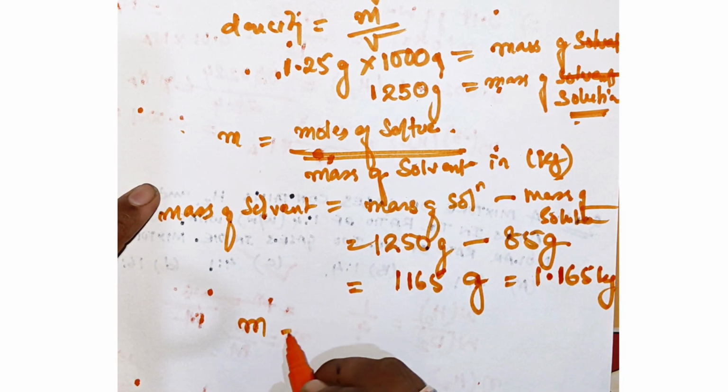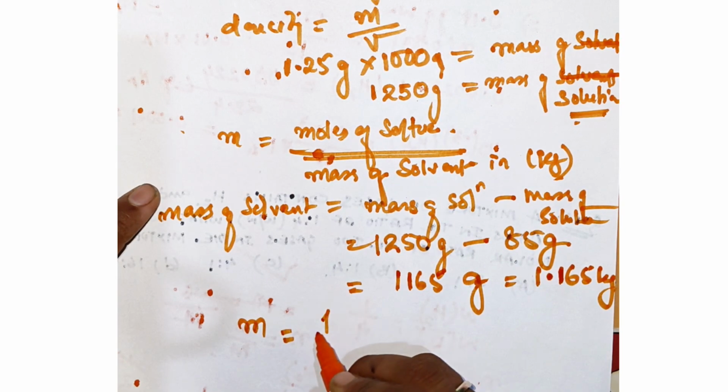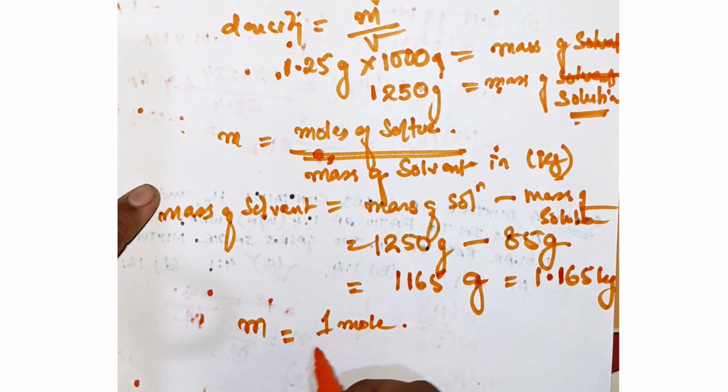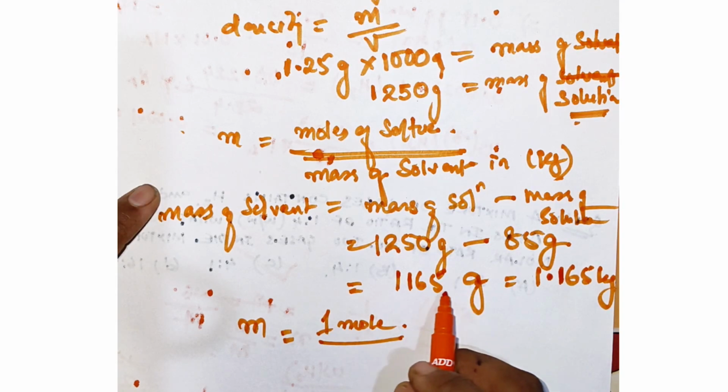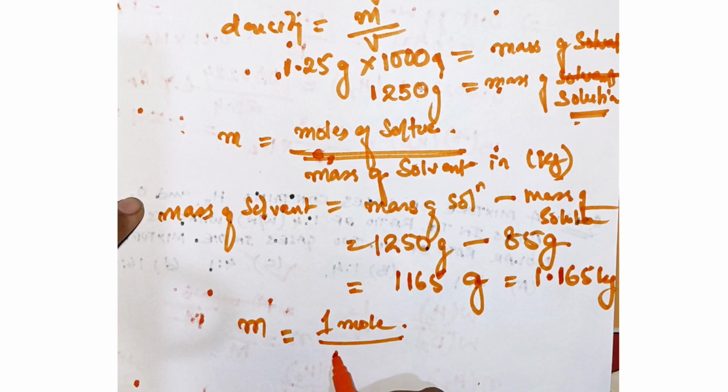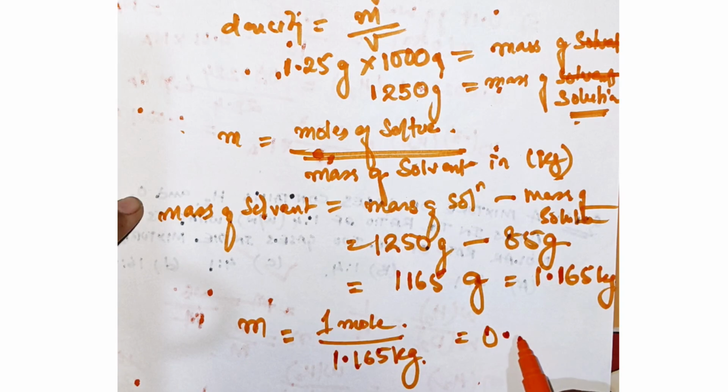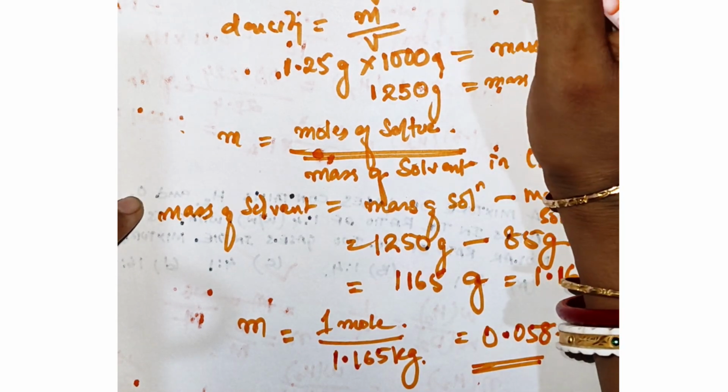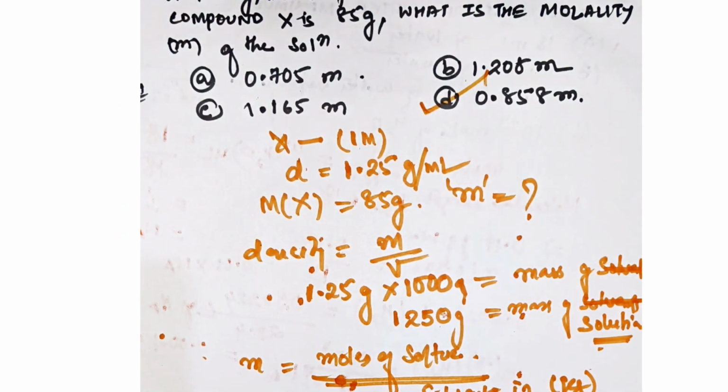Now molality we have to find. The moles of solute is 1 mole, it is given as 1 molar solution, so 1 mole divided by the mass of the solvent we have found, which is 1.165 kg. Okay, so your molality is 0.858. If you divide this, it comes to 0.858 molal.